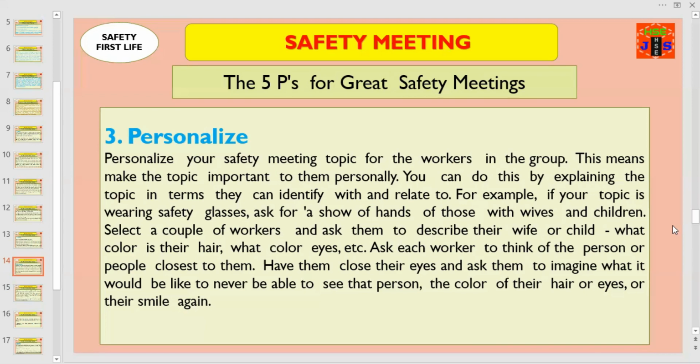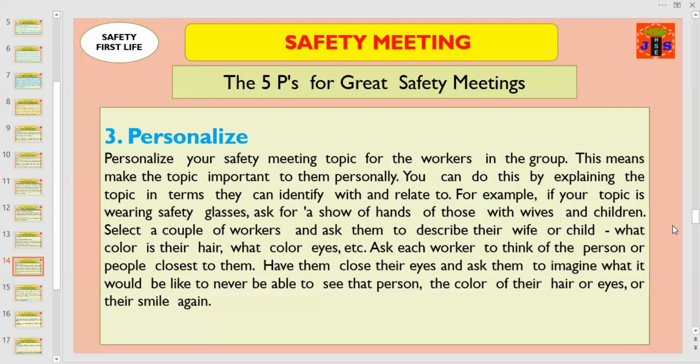For example, if your topic is wearing safety glasses, ask for a show of hands of those with wives and children. Select a couple of workers and ask them to describe their wife or child. What color is their hair? What color are their eyes, etc.? Ask each worker to think of the person or people closest to them. Have them close their eyes and ask them to imagine what it would be like to never be able to see that person, the color of their hair or eyes, or their smile again.